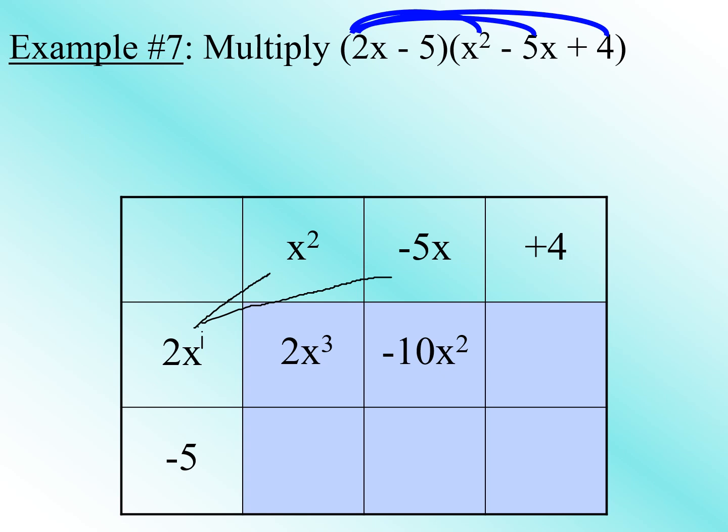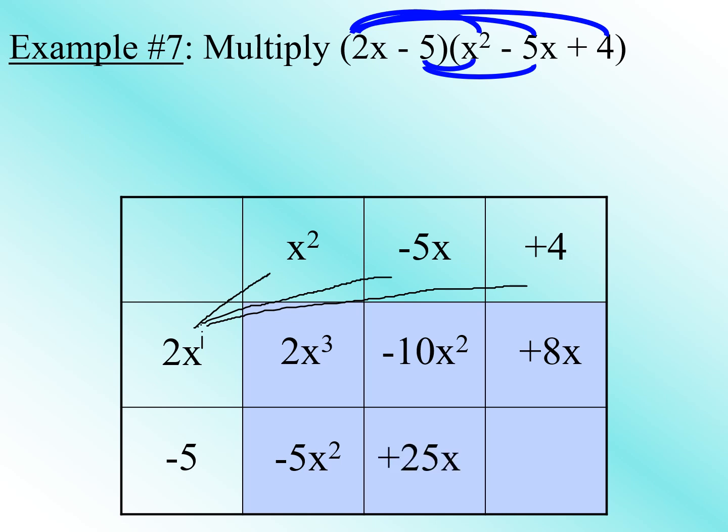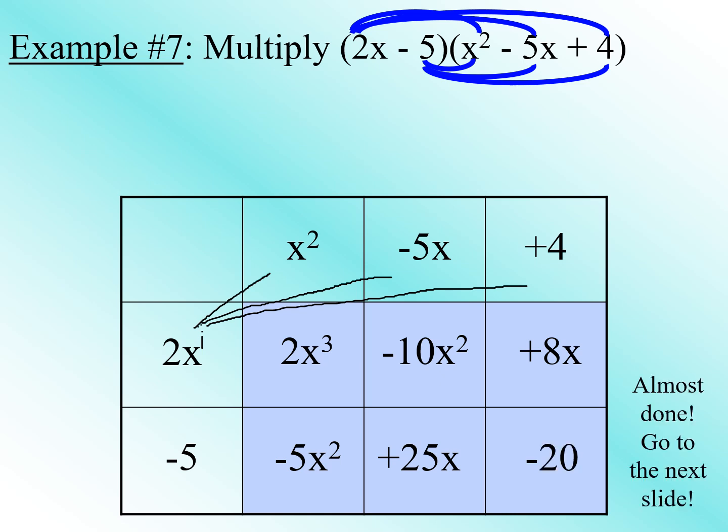So, where do we put the answer? Of course, here we put the answer at the bottom here. Okay, so we have 4 times 2x, that's 8x. And we're not done yet. We still have to distribute the negative 5 to each of the terms in the polynomial. So we have negative 5 times x squared, that is negative 5x squared. Negative 5 times negative 5x, that is positive, negative times negative, positive 25x. And negative times a positive, that's negative 20.